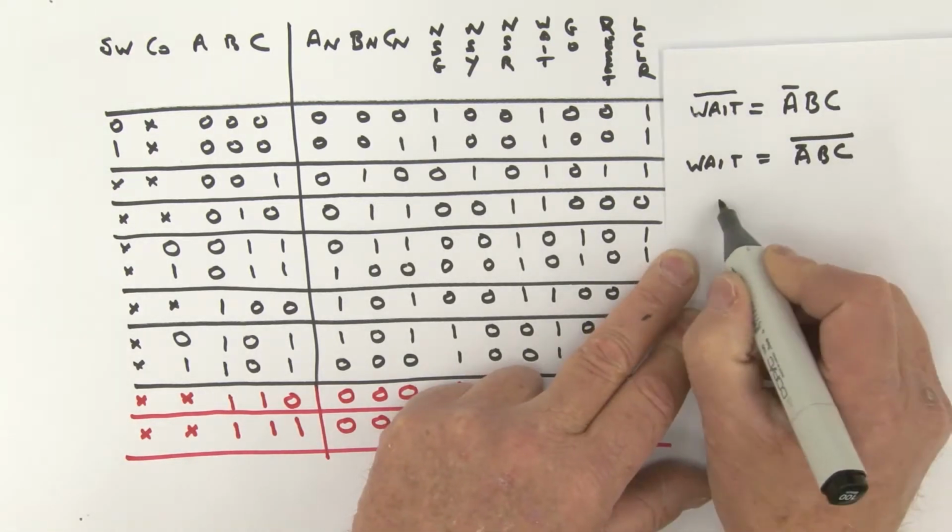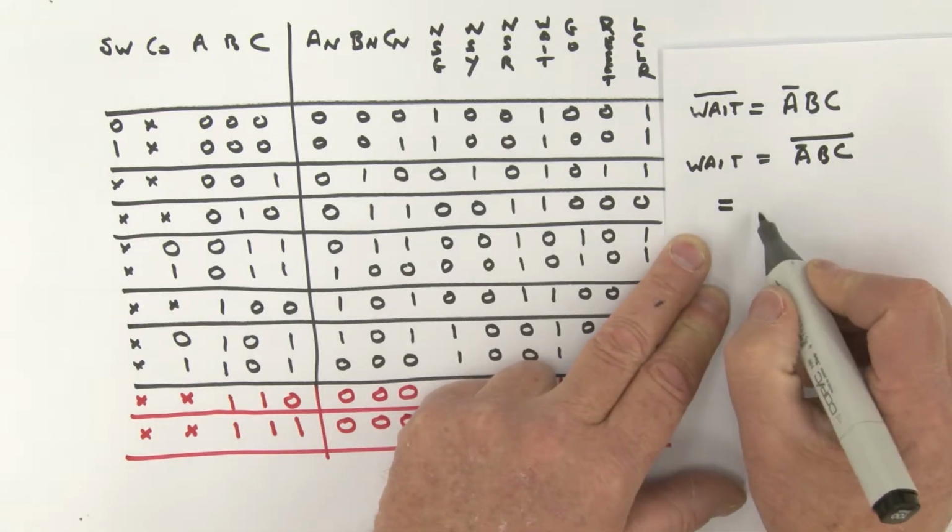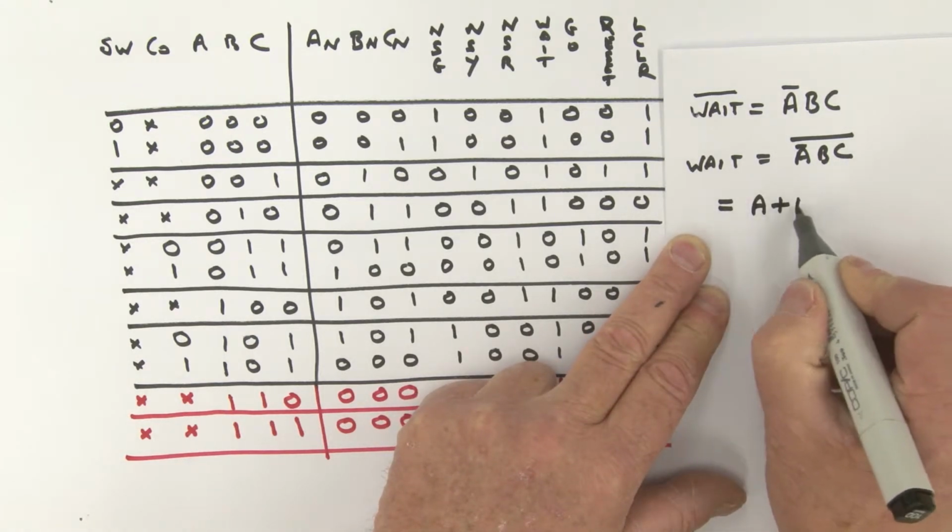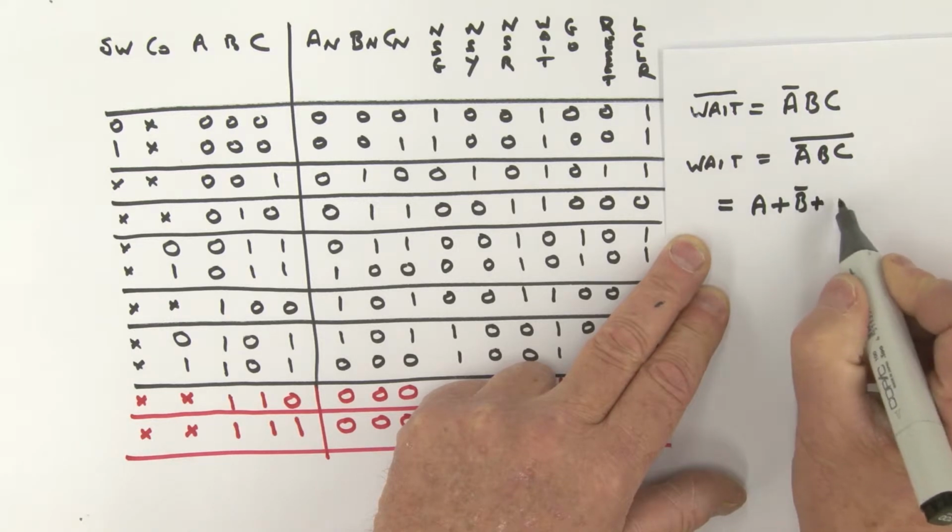And of course, by De Morgan, we know that that would simply be equal to A or B bar or C bar.